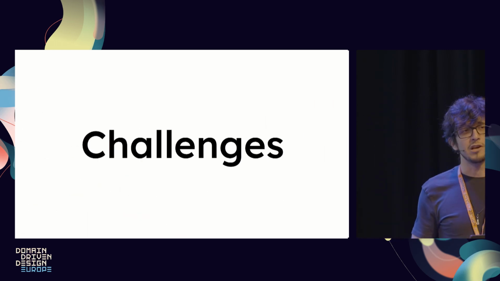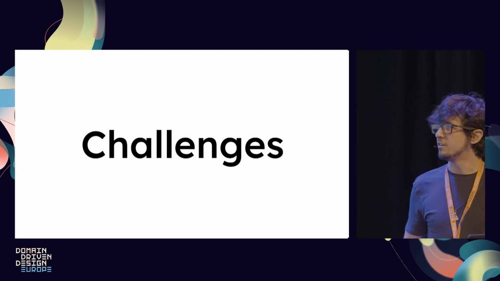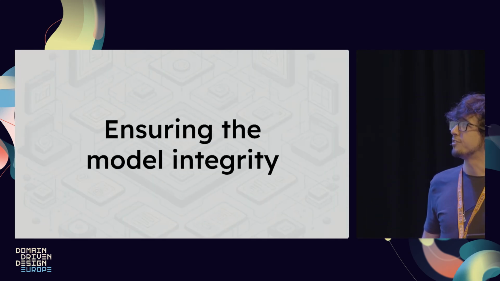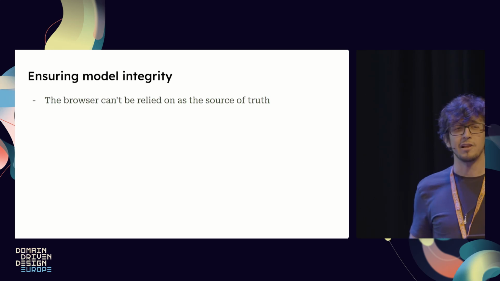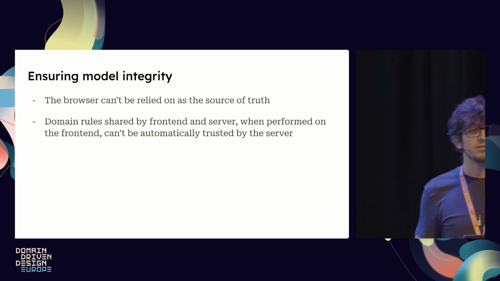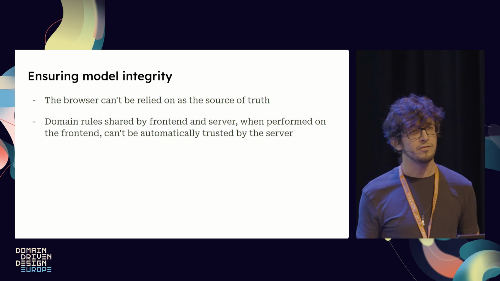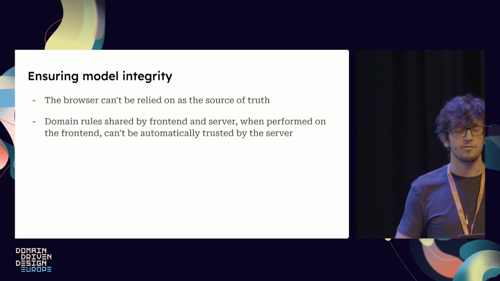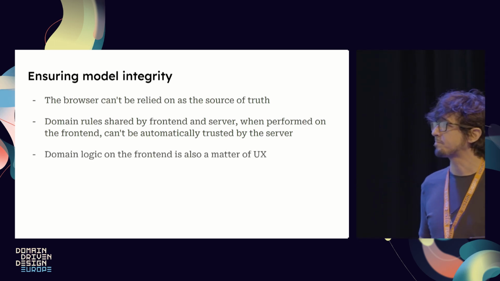But of course, it comes with some challenges. Doing DDD on the front end is not something that's very common, and if you try to implement it, you're going to face some challenges that you're not expecting. So the first one is ensuring the model integrity. Why is that a challenge? The thing is that the browser can't be relied on as the source of truth. So if you have a domain rule that is shared between the front end and the server, and it's performed by the front end, the server can't just automatically trust that the front end did it correctly. It's not very safe to trust the browser to be respectful of what you expect of it.